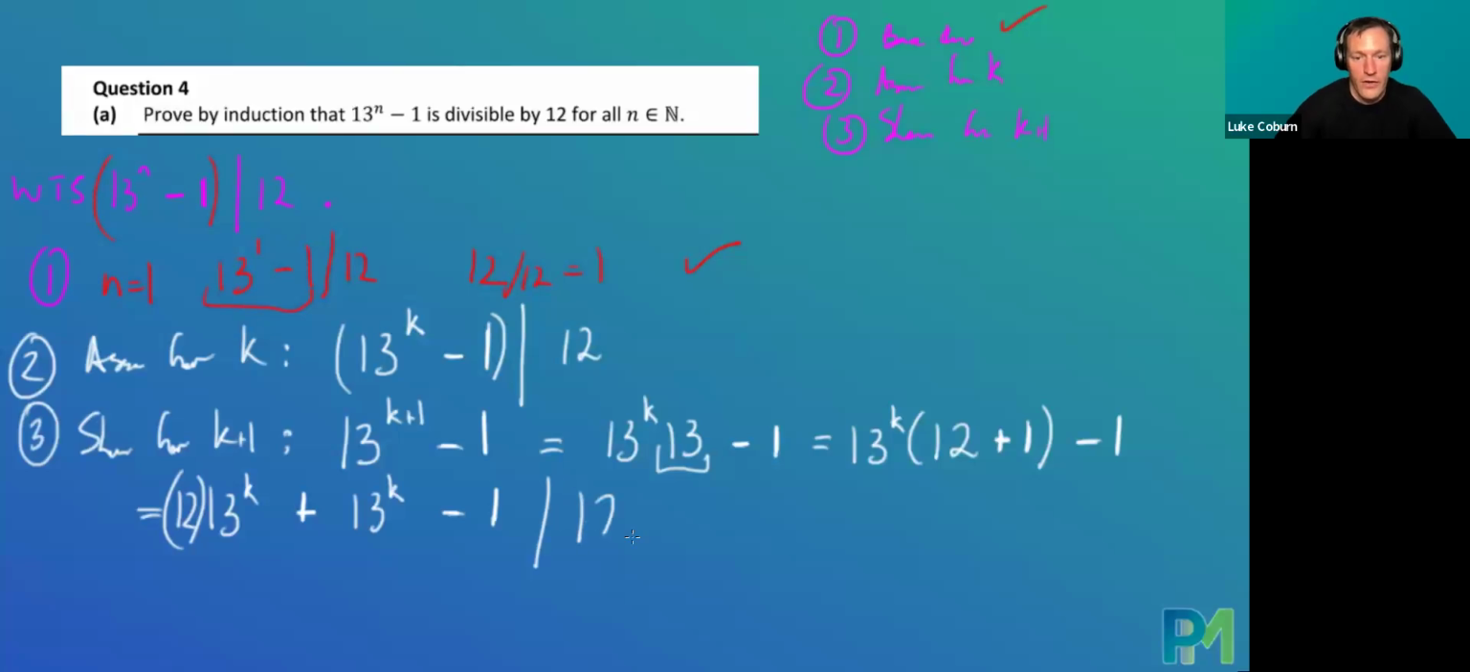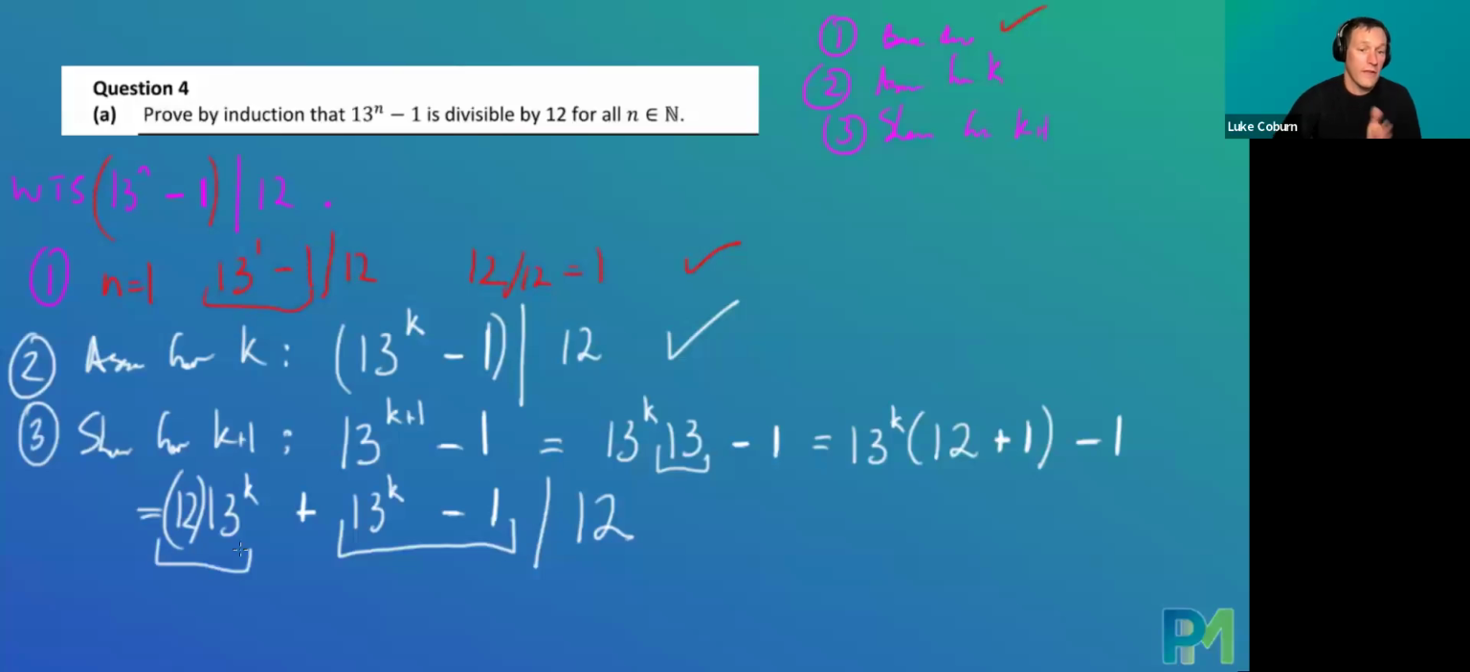This is divisible by 12. Why is this divisible by 12? The reason is that this piece of it, 13 to the power k minus 1, is divisible by 12 by the induction hypothesis. We didn't show it at the previous part, but we're just going with this now. From step 2, this is the induction hypothesis, so we're just assuming that this is true. So this is true by assumption.